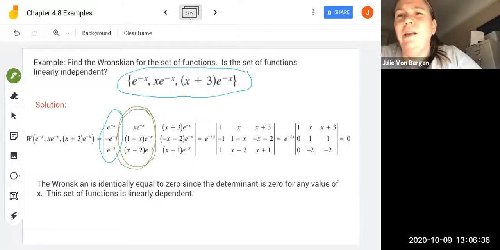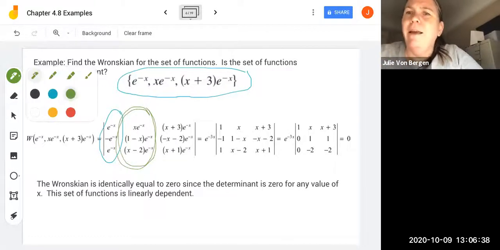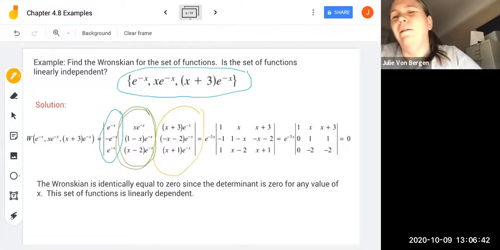The third function is x plus 3 multiplied by e to the negative x. So it's similar, but you've got that extra plus 3 that's going to come up in your product rule. And so you can verify these calculations for the first derivative and second derivative.